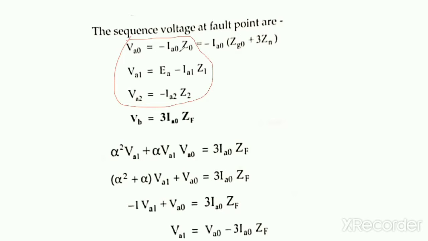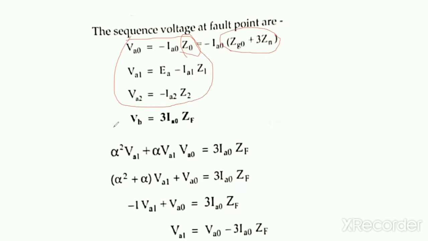That is minus IA0 into Z0. When we are connecting the fault impedance between the two phases, that will be equal to minus IA0 into ZG0 plus 3ZN. Instead of Z0, we are considering ZG0 plus 3ZN. Therefore, VA1 is equal to EA minus IA1 into Z1, and VA2 is equal to minus IA2 into Z2.